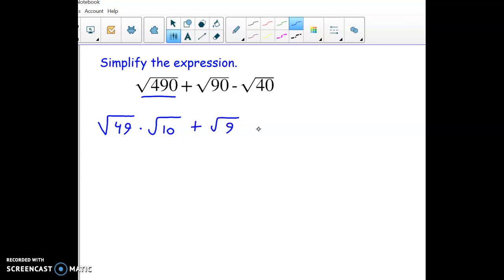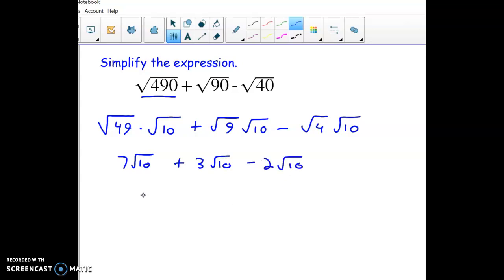Okay, 90, I'm going to do 9 and radical 10. 9 is a perfect square. And 40, 4 is a perfect square. So pull that off. Okay, and you can see why this is going to work because now you have all radical 10s, right? So basically just do your perfect square. Square root of 49 is 7. Square root of 9 is 3. And then square root of 4 is 2. Now that they're all radical 10s, I do 7 plus 3 is 10, minus 2 is 8 radical 10.